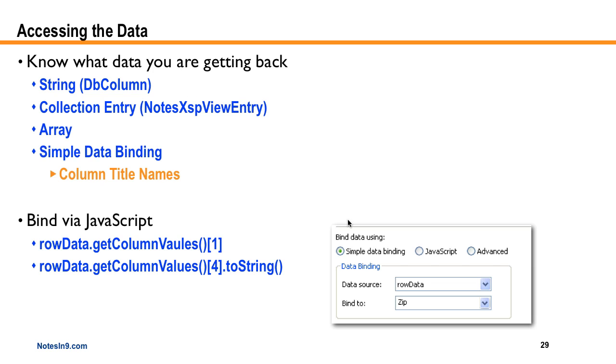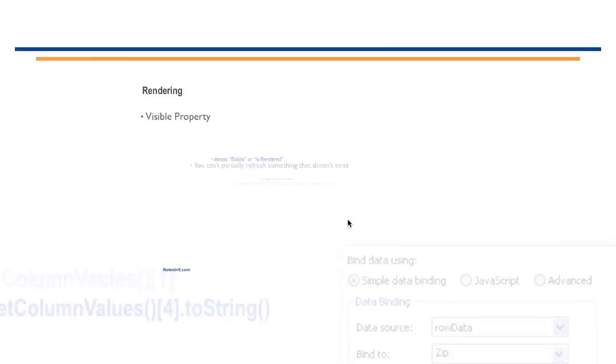For the view entry business, that NotesXspViewEntry, usually I pull that from JavaScript, and I do something like rowData.getColumnValues(), and then [1]. It's zero based, so 1 is actually the second column of the view. But you can also tag stuff on the end of that. So if you want to convert it to a string, you say .toString(). So that's what you do.